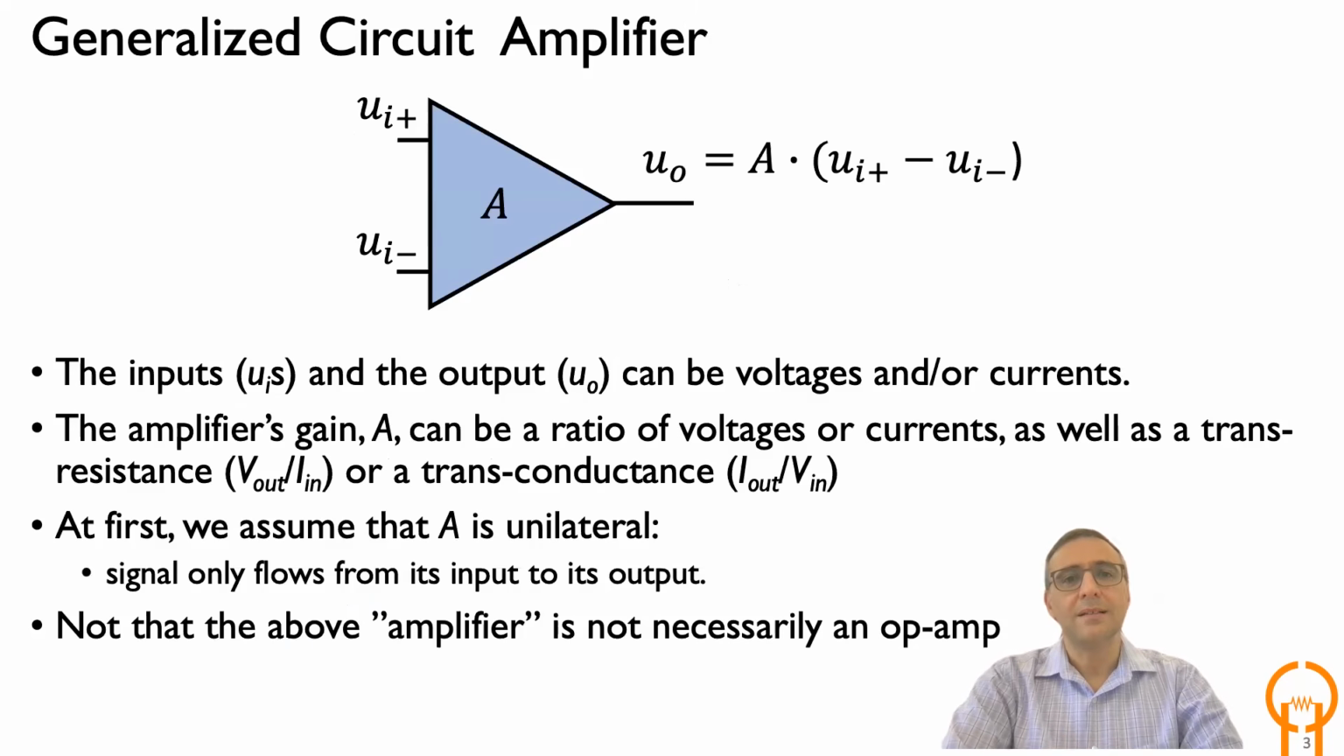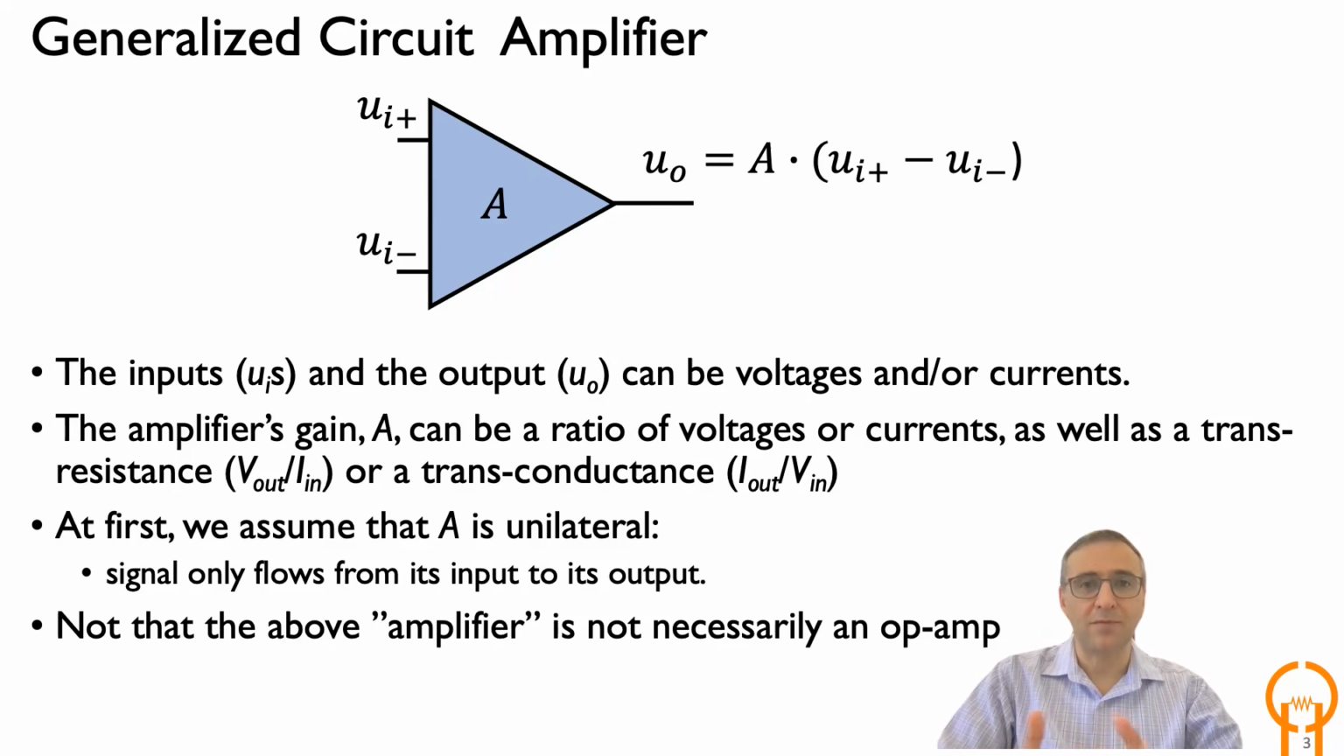So the generalized circuit amplifier is shown in this figure. And keep in mind, this is not an op-amp. An op-amp could be an example of this, but it's much more general. Basically, this amplifier has two inputs, UI plus and UI minus, which can be voltages or currents. They are of the same type, so they're both currents or both voltages. And there's a UO, which is an output, which can also be a voltage or a current. So you can see that it's more general than a typical voltage amplifier or an op-amp.